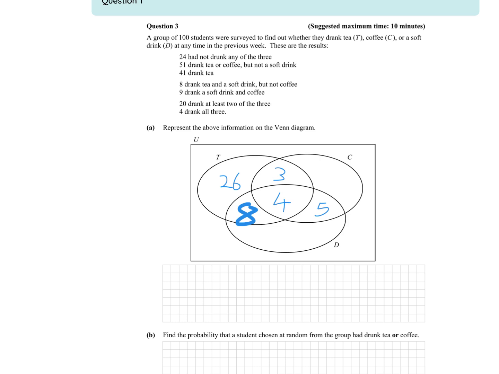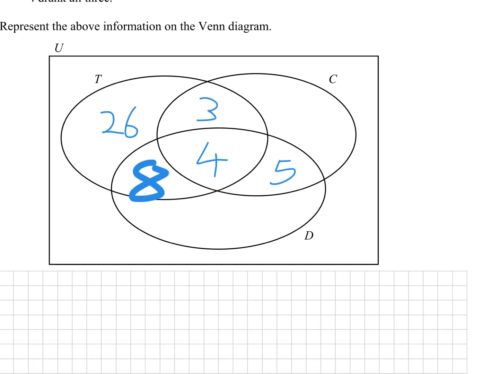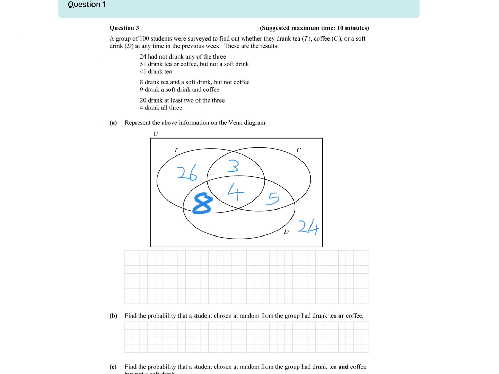Okay, now I've used up a lot of this information already, so I'm really looking for the things I haven't used. If it was helpful, I could cross it off as I went, but I want it all to be visible for you. So next thing I'm going to look at is 24 people have not drunk any of the 3. I can add that outside here. That's pretty straightforward. They haven't had anything to drink.